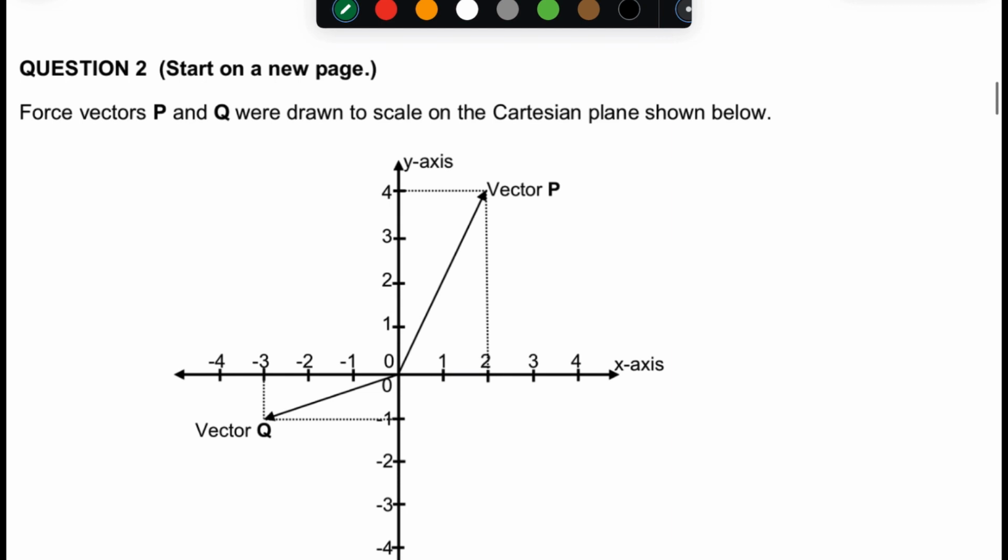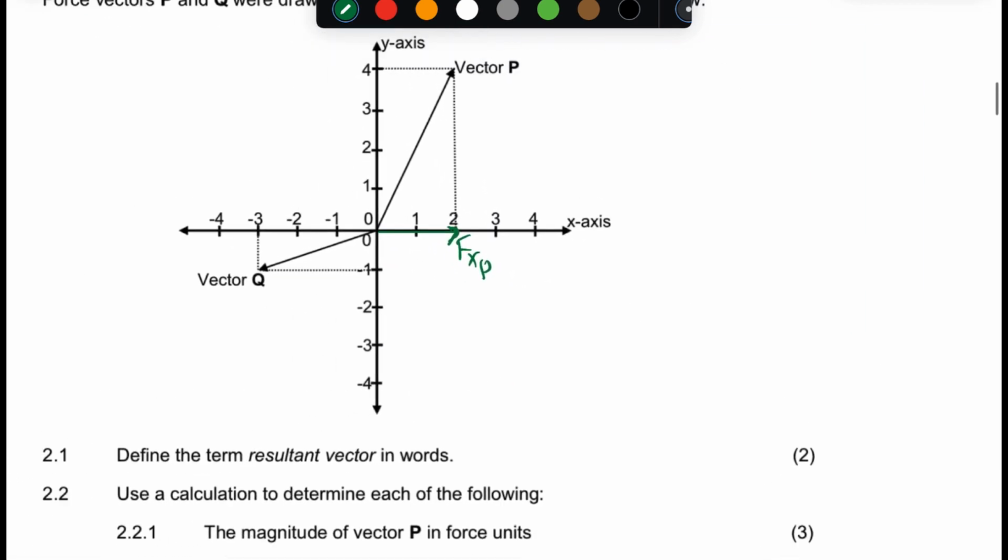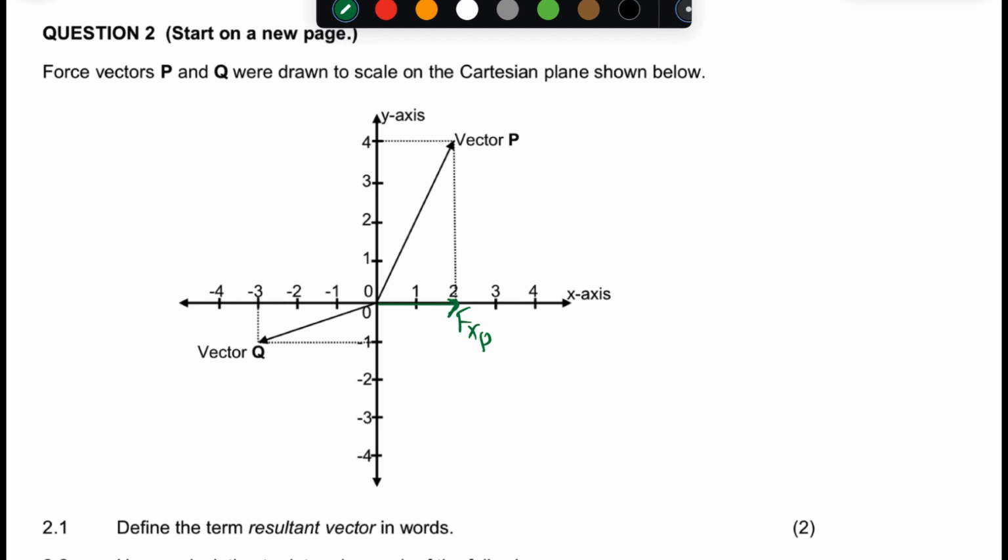Force P has components. The horizontal component there is Fxp. It's 2, right? It's 2 newtons. And then the vertical component of vector P is upwards. As you can see, this is the vertical component for vector P. Now, the angle or the direction of the resultant there is to the horizontal.